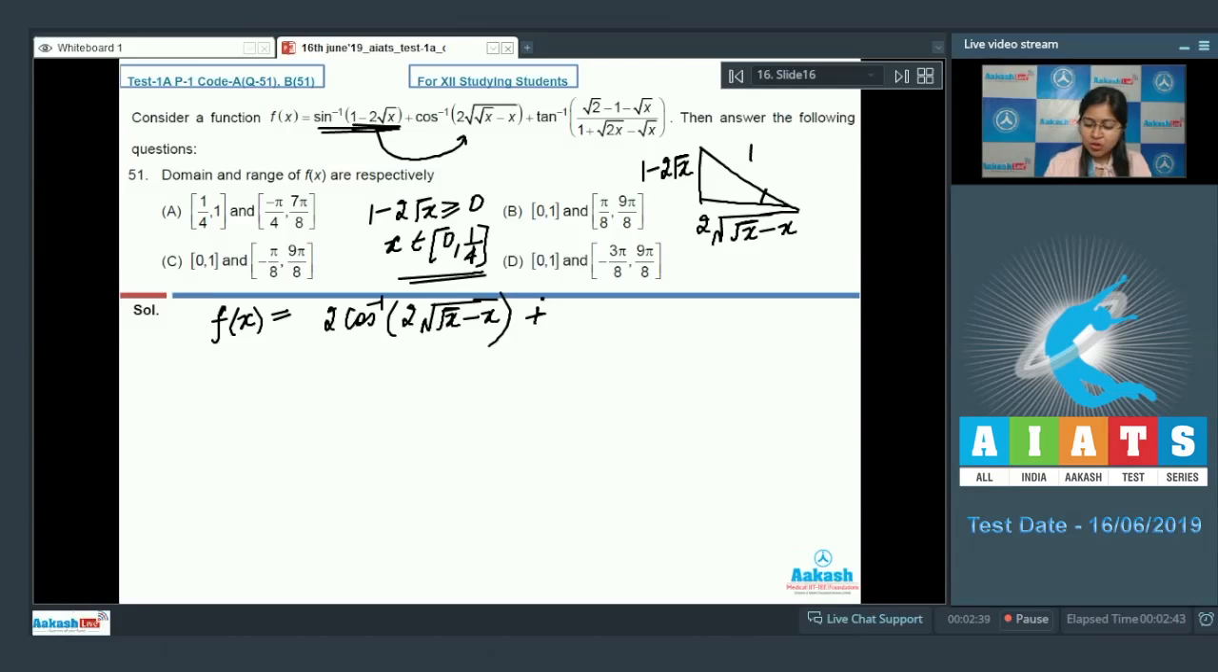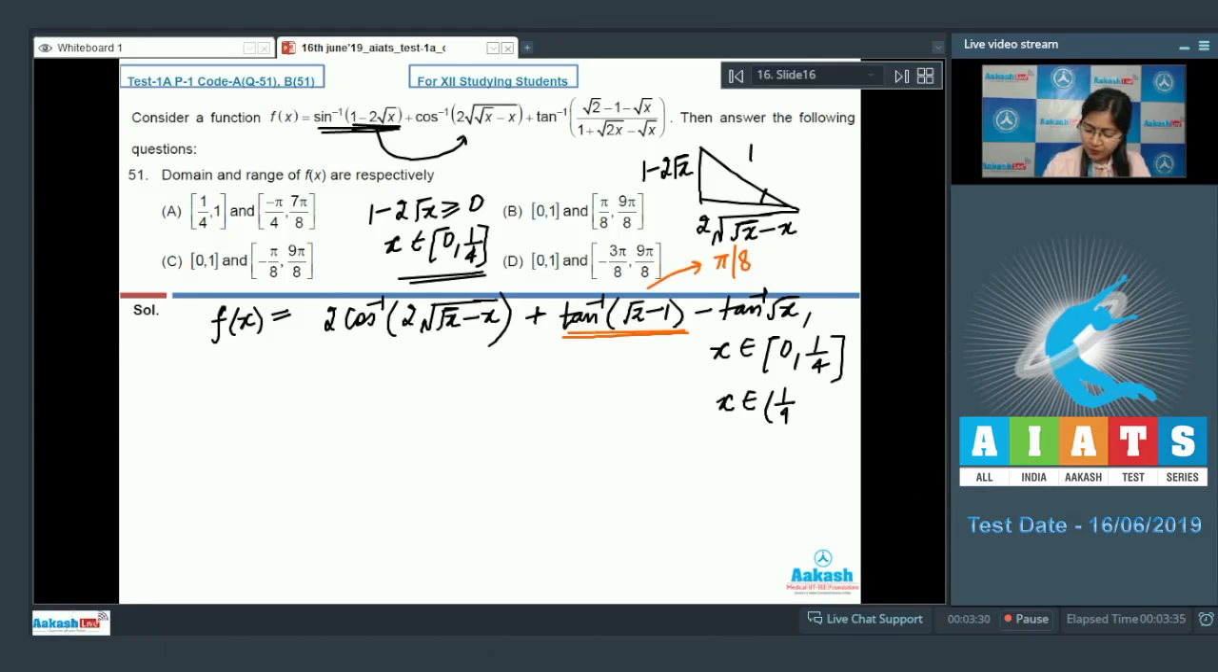Now further, let's talk about tan inverse. This is very easy to see that it can be written as tan inverse root 2 minus 1 minus tan inverse root x, because it is the formula of tan inverse (a minus b) upon (1 plus ab). So this will be the case when x belongs from 0 to 1 by 4. Also, we can write the value of tan inverse(root 2 minus 1) as pi by 8. Now the other case, when x goes from 1 by 4 up till 1. For that case, these first two terms will get cancelled, so we will be left with pi by 8 minus tan inverse root x. So this is our function f(x).